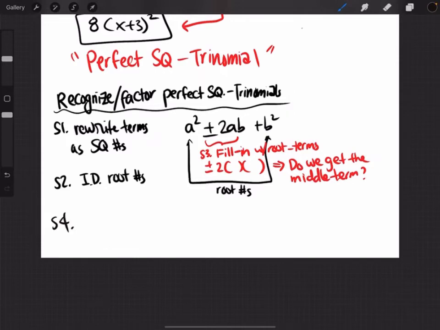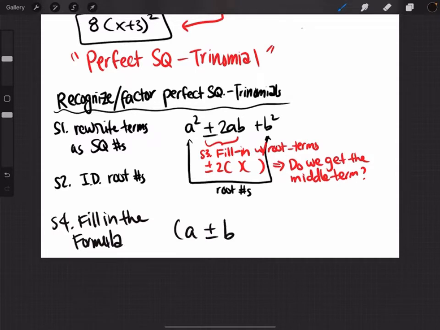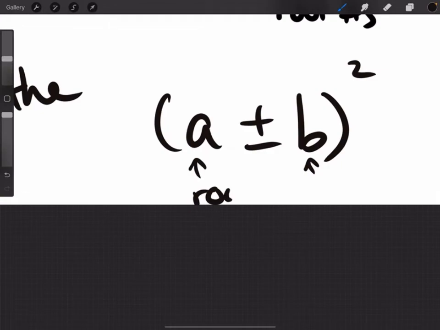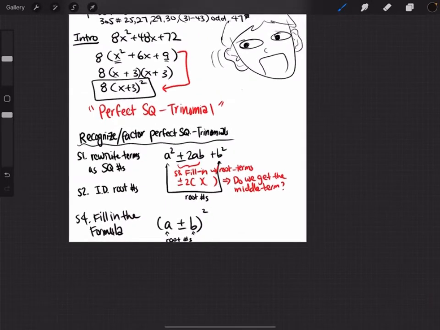Step 4, fill in the formula, which is A plus or minus B, depending on the situation, squared. So A and B, just so that you know, these are root numbers. So there we go. That's our steps.